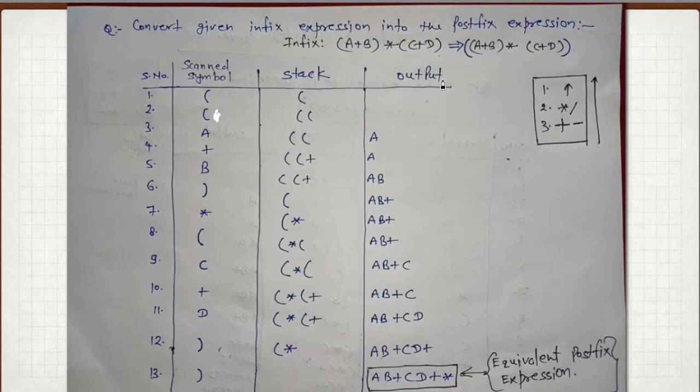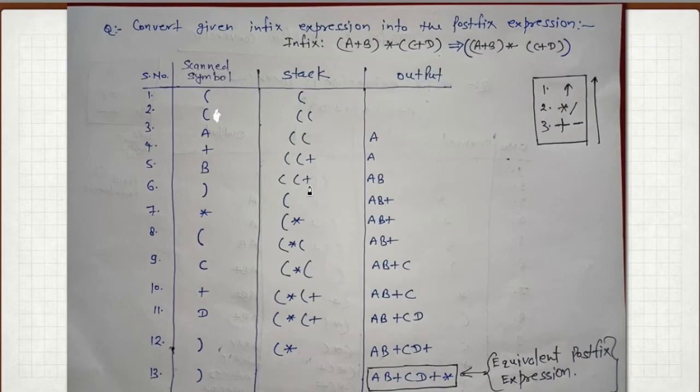Okay, and again the next one is plus, an operator, so plus will be inserted into the stack. Right? Now see here, this is a very important point. This is the right parenthesis. When a right parenthesis occurs, then you have to pop the elements from the stack until you get the left parenthesis.